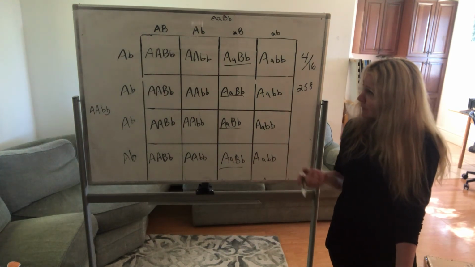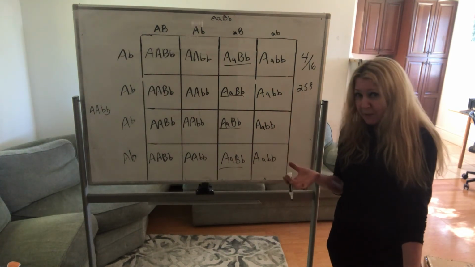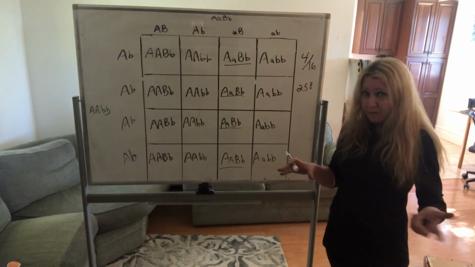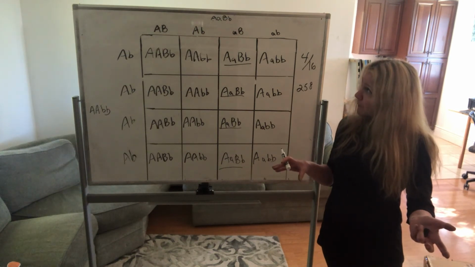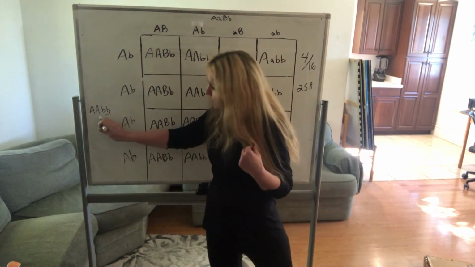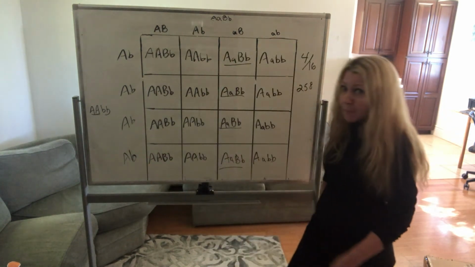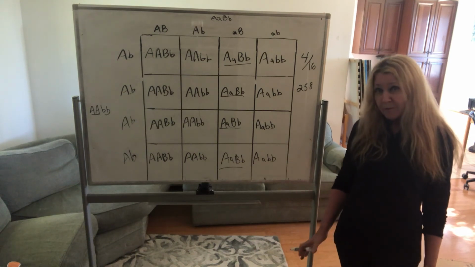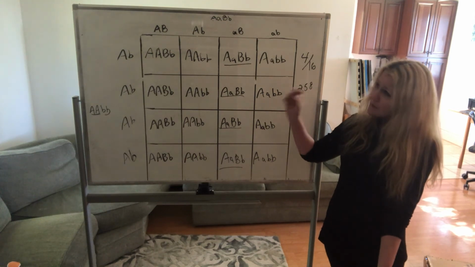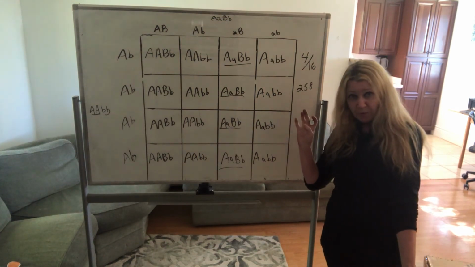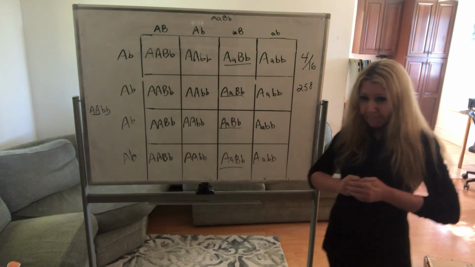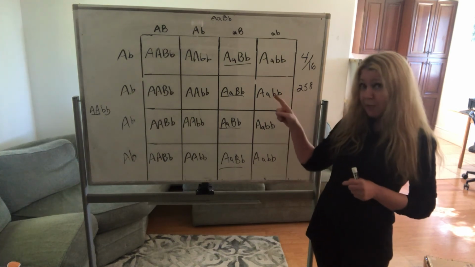Okay, what about the probability of having double homozygous recessive? This is when they would all be small letters. Okay, that's not possible either because this one only has big letters for A. There's no little a at all to give. Okay, so this is just an example of creating a Punnett square showing a dihybrid cross.